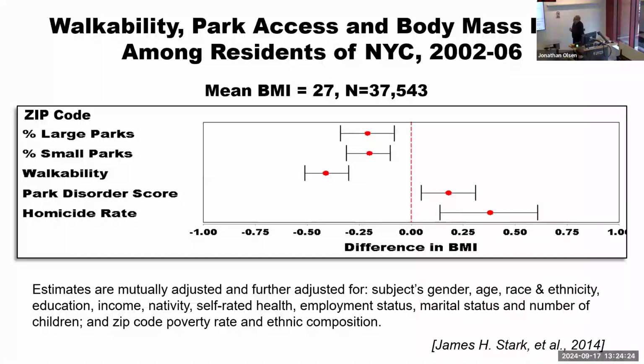But what you see is that neighborhood walkability is the strongest predictor of BMI in this data set. We all think about going to the parks to work out, ride bicycles, run, whatever. It turns out the neighborhood walkability variation is a stronger predictor of BMI than access to green space or park space in New York City. And we have a lot of park space in New York City, but it turns out walkability is a stronger predictor.